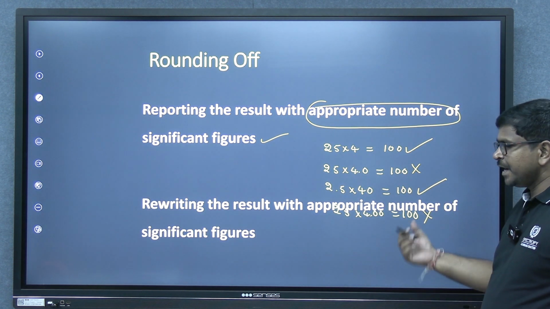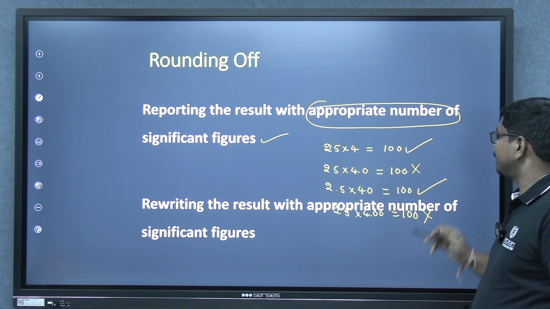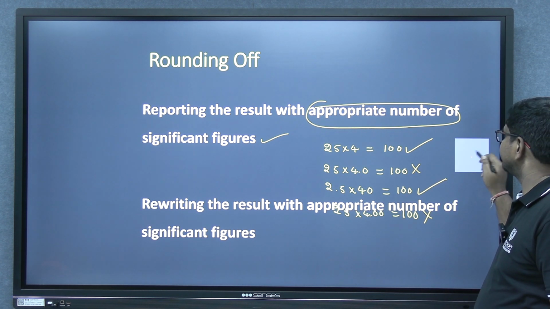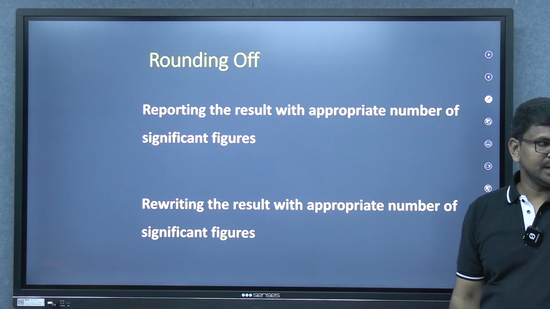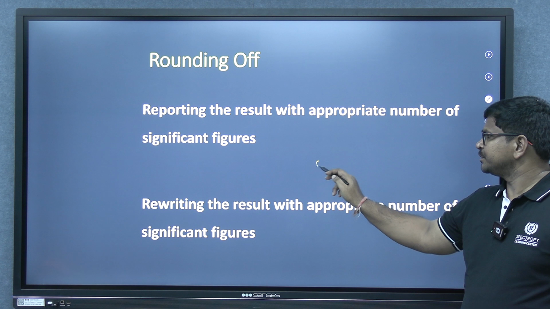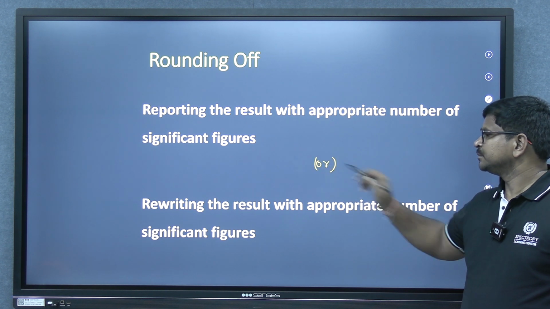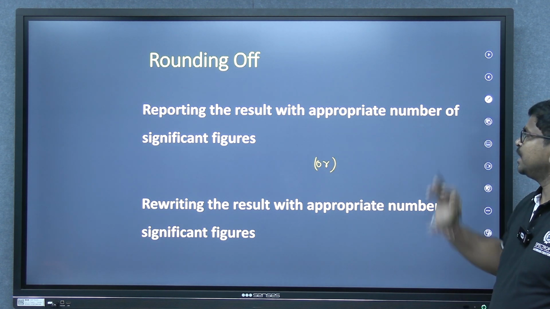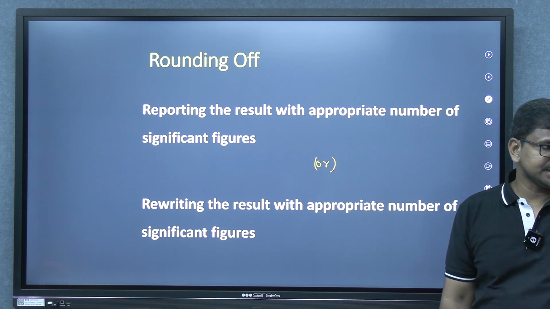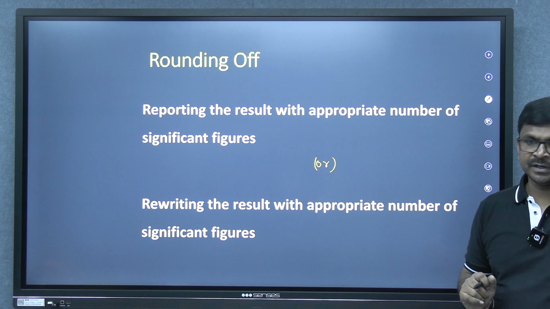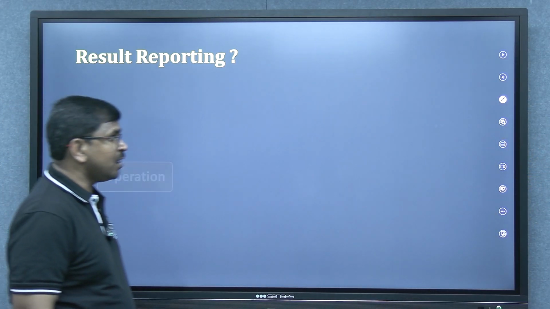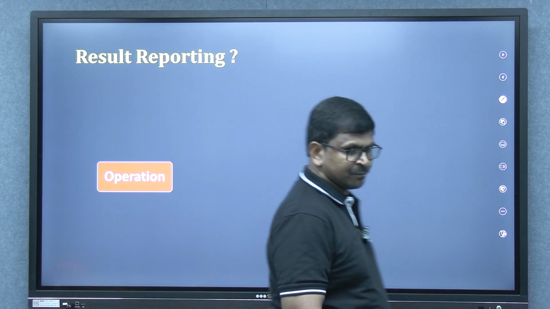Now, rewriting the result with appropriate number of significant figures. Please write down this definition quickly. Any one definition is sufficient: reporting the result with appropriate number of significant figures, or rewriting the result with appropriate number of significant figures. How should we report the result?